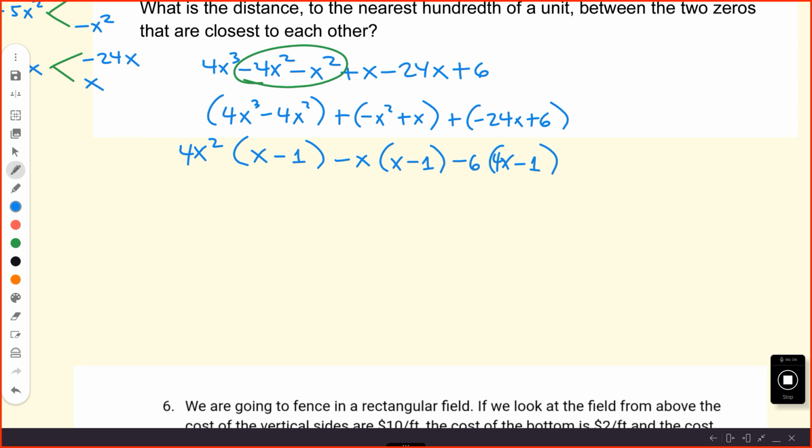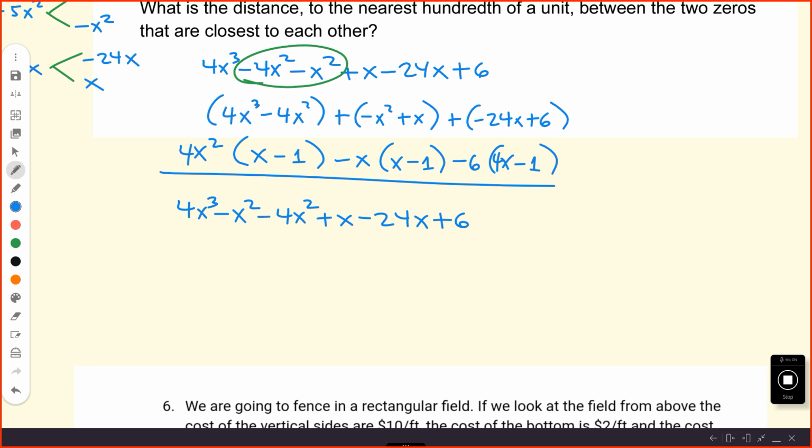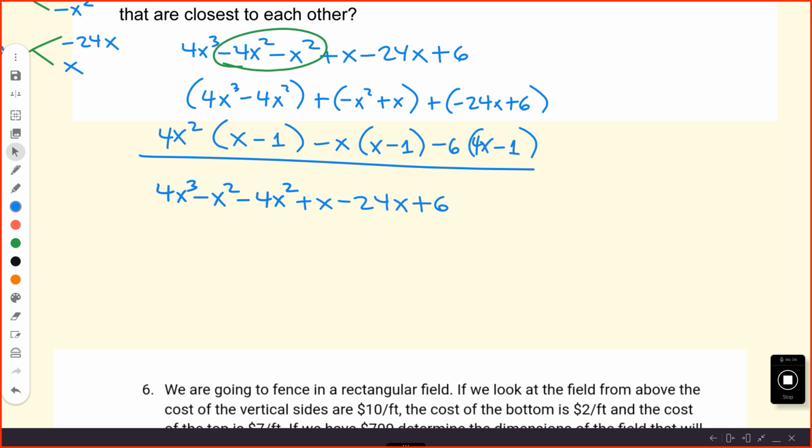Let me just write this down here. This is 4x cubed minus x squared, minus 4x squared, then plus x, minus 24x, plus 6. It's the same thing, but we just changed the order of -4x squared and -x squared. Why? Because we know the last factor is 4x minus 1, right? So we have to have a common factor of 4x minus 1.